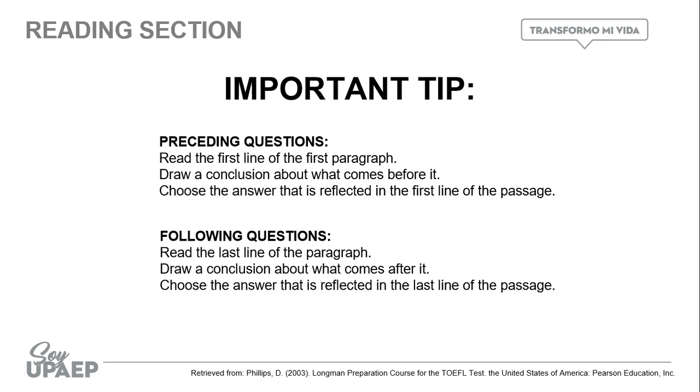Let's review the process that we need to follow in order to answer these transition questions. When we have preceding questions, remember, we read the first line of the first paragraph, we draw a conclusion about what comes before it, and we choose the answer that is reflected in the first line of the passage. When it is about following questions, we read the last line of the paragraph, we draw a conclusion about what comes after it, and we choose the answer that is reflected in the last line of the passage.